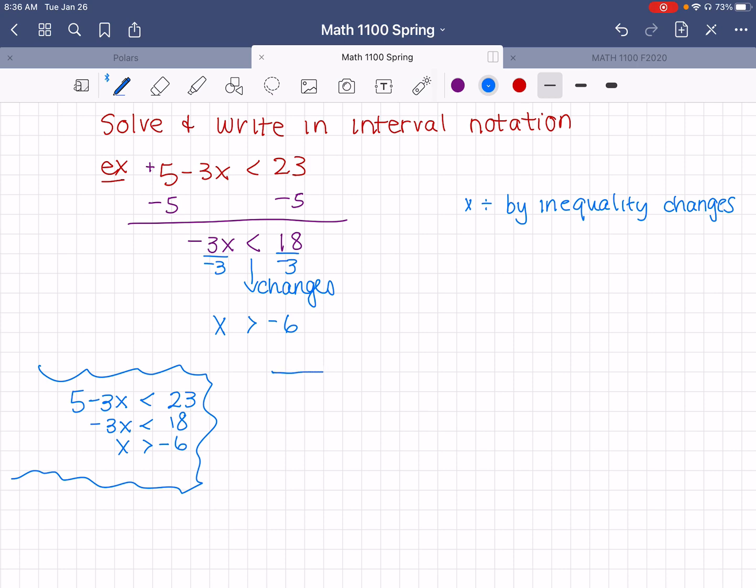What this says is that if we were just talking about a number line, x is greater than -6, here's -6. Greater than means it's an open circle, it doesn't include that. Greater than means shaded to the right.